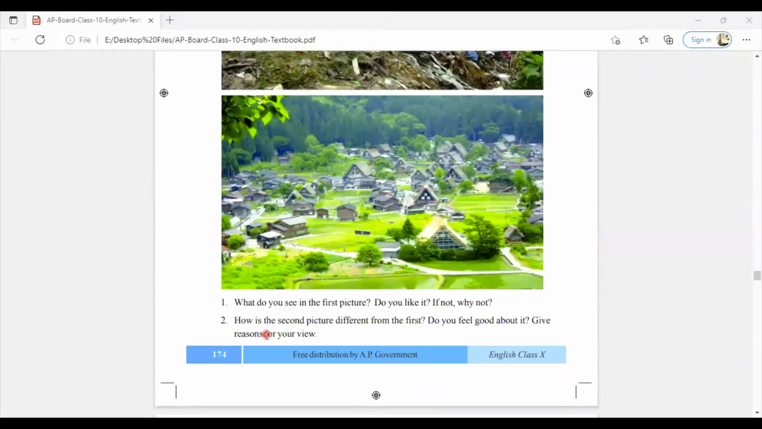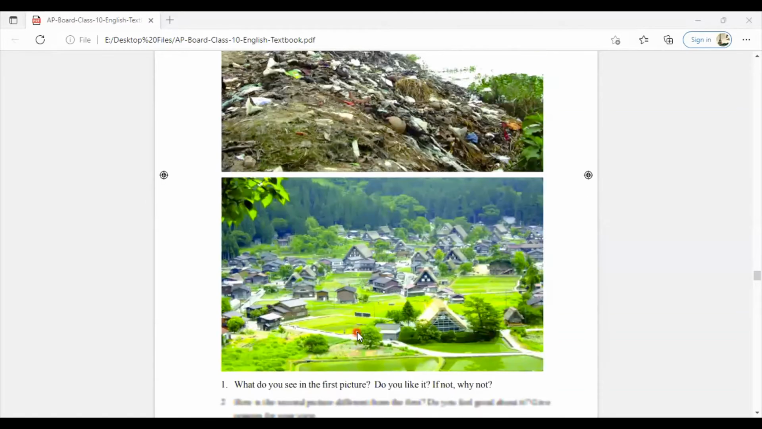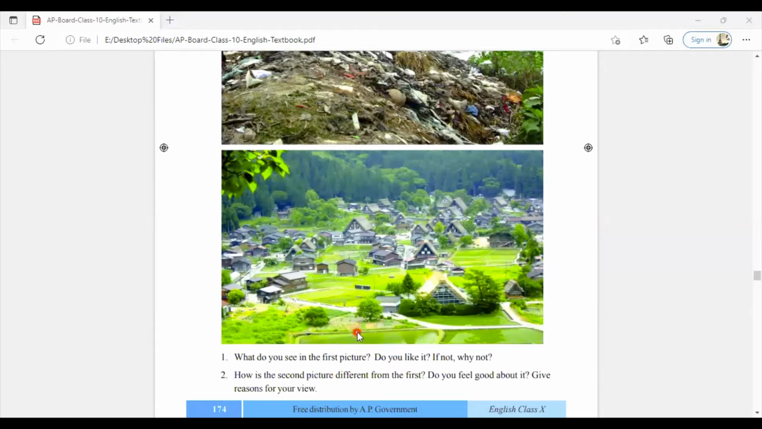Right? So the second question: how is the second picture different from the first? Do you feel good about it? Give reasons for your view. There is a lot of difference if you observe. The first picture represented a polluted area. The second picture represented a clean and green village, the best example of a perfect, pollution-free environment. It is a beautiful village full of lush green vegetation.